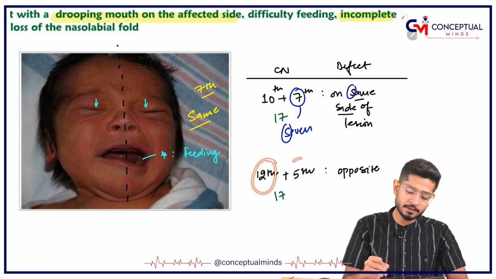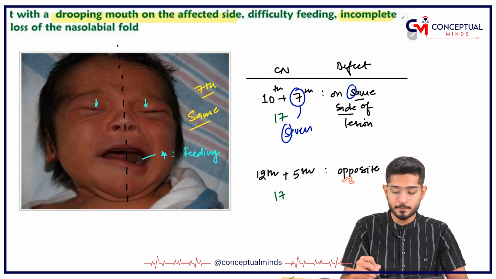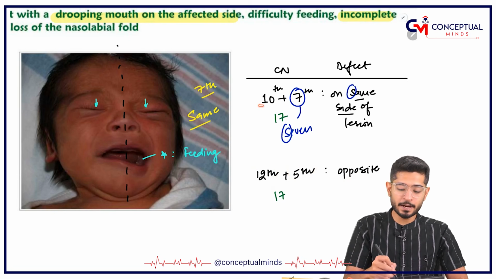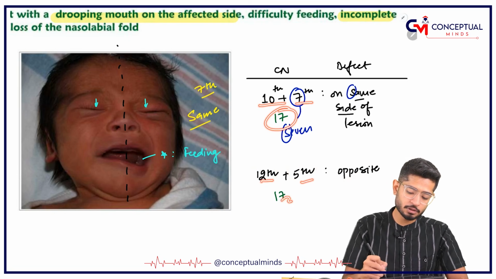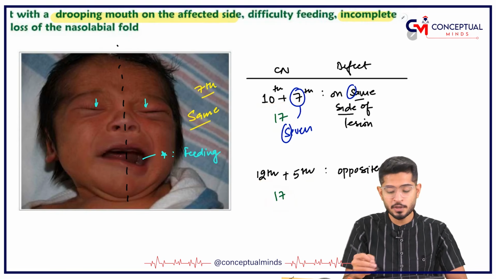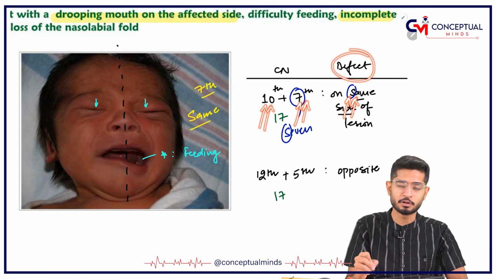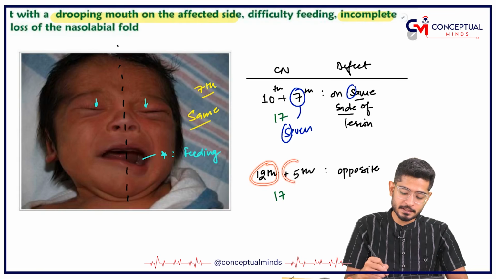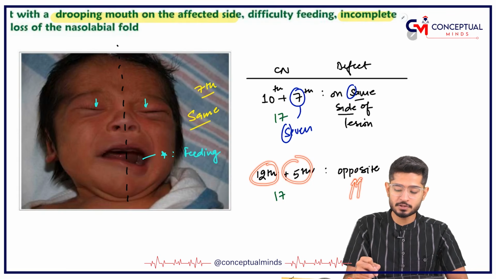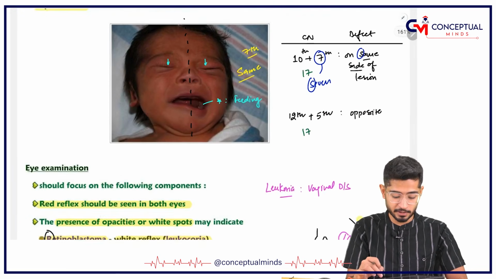Whereas if the 12th and 5th cranial nerves are involved, this is on the opposite side. Now why 10 and 7, 12 and 5? Because the total is going to be 17 for both of them. So it is easy to remember that if the 10th and 7th are involved, the lesion will be on the same side as the defect, and if it is the 12th and 5th nerves involved, the lesion is going to be on the opposite side of the defect.